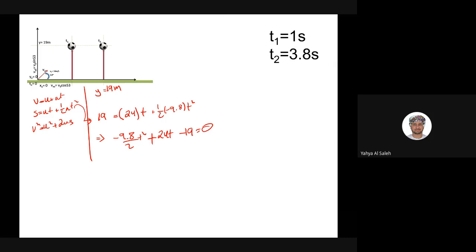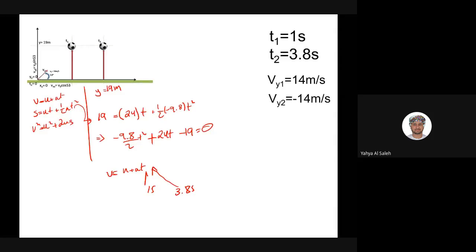What is the velocity? Well, now that we have time, all I need to do is put it in v equals u plus at for two times. Once I put t equals 1 second and once t equals 3.8 seconds. And I end up with these values. At time 1, my vy is 14 meters per second. And at time 2, my speed is minus 14 meters per second. Which makes sense because it needs to be the same number, but in opposite directions, since one time it's going up, one time it's coming down.